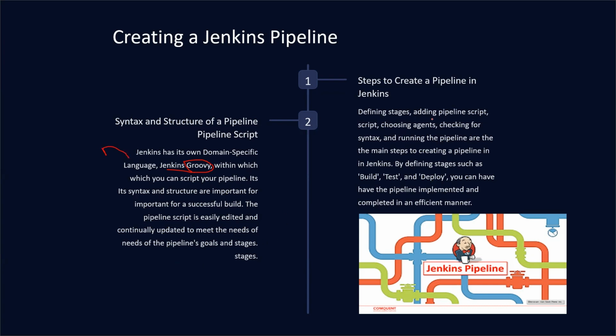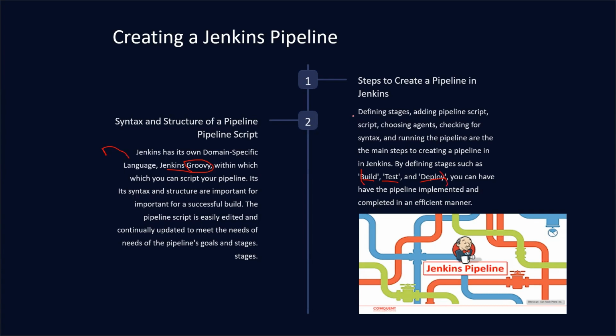So what are the steps? You have to define the stages first, add the pipeline script, choose agents, check the syntax, and run the pipeline. These are the main steps to create a pipeline in Jenkins. By defining the stages like build, then test, then deploy, continuous integration and continuous deployment, you can have the pipeline implemented and completed in an efficient manner.